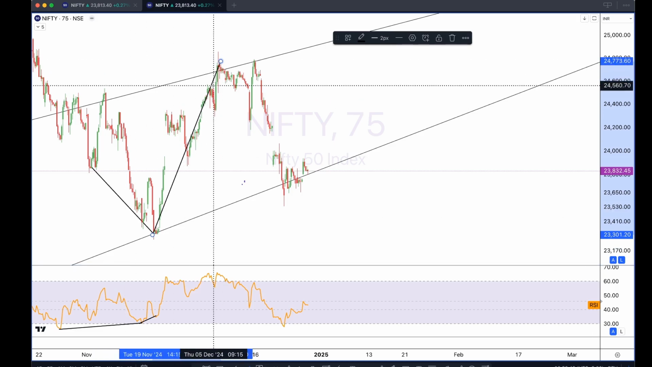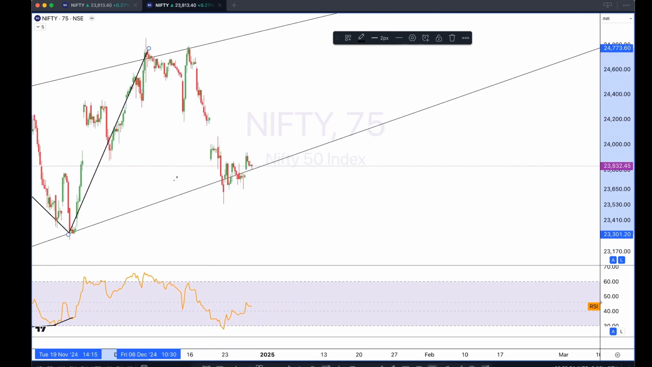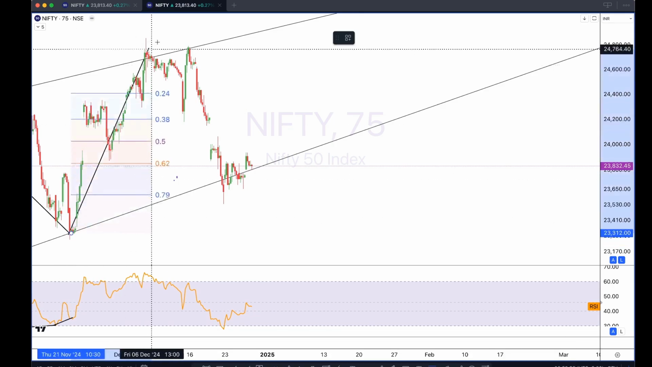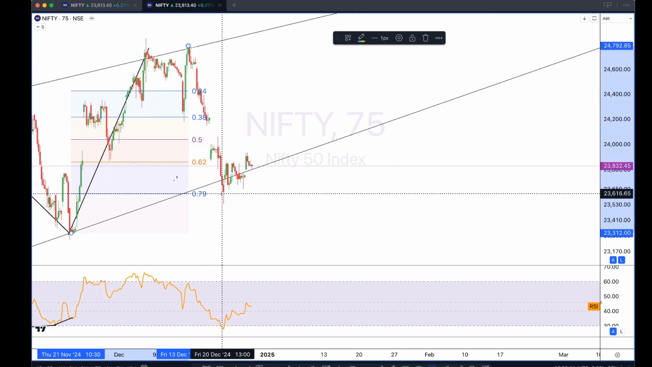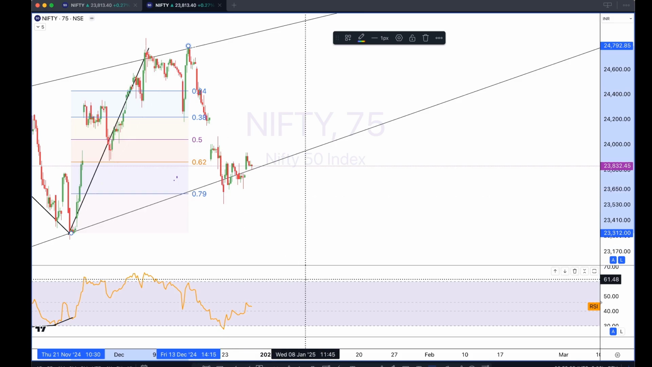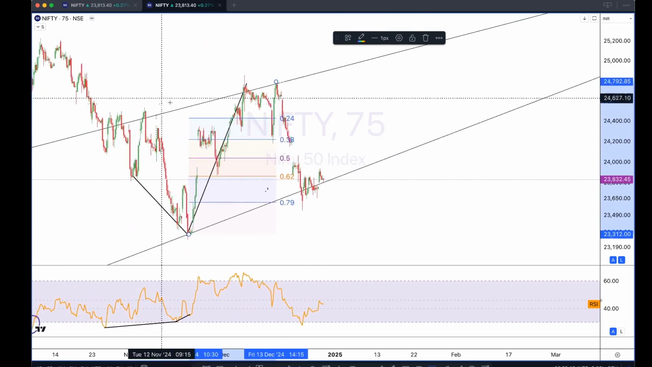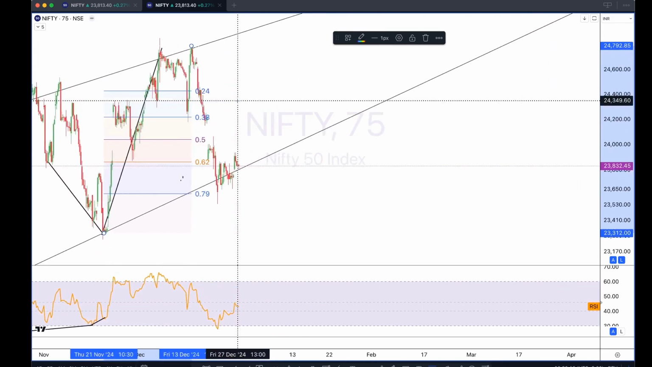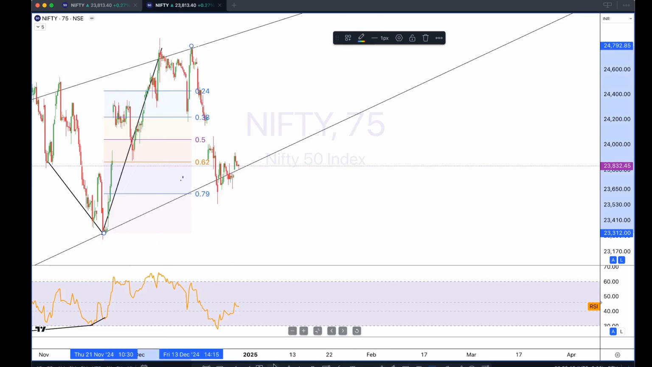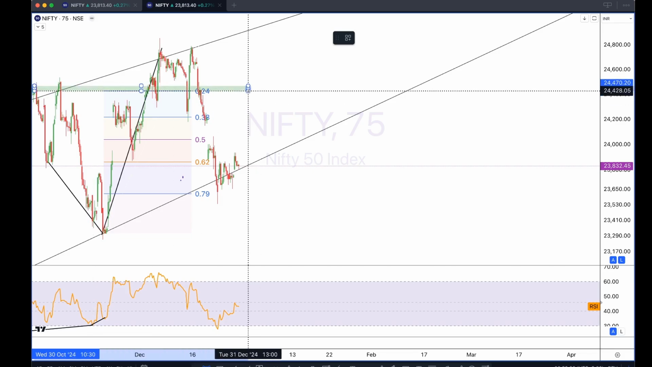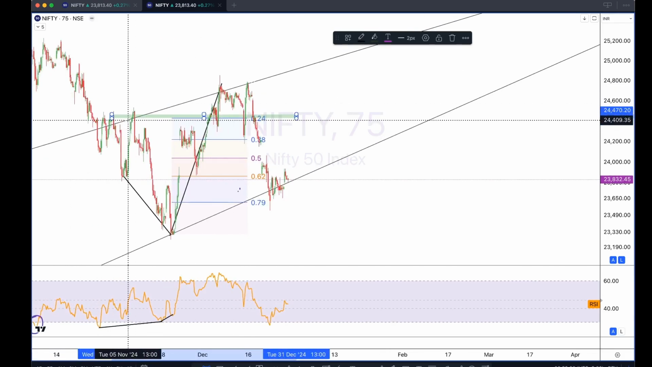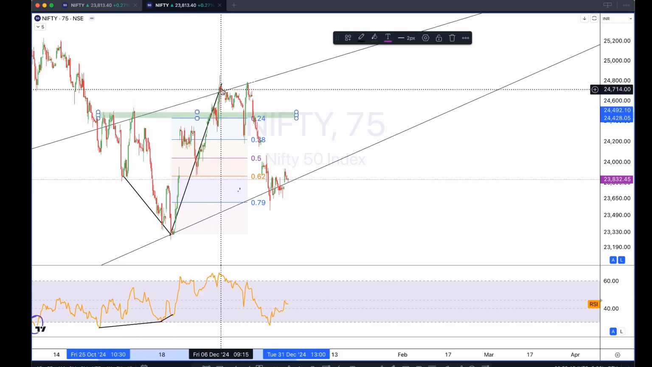Now, this entire rally has been corrected, achieved retracement by 79%. So, a 79% retracement has already happened on this rally. Now, why is this rally important? This rally was important because it established a higher high on the Nifty. So this was the previous high, as you can see. And because Nifty has breached this, it has established a higher high.